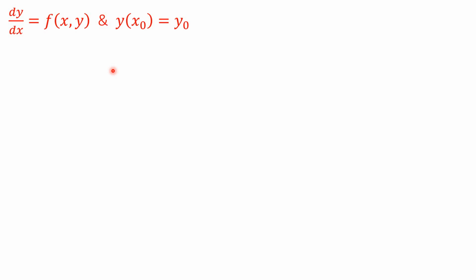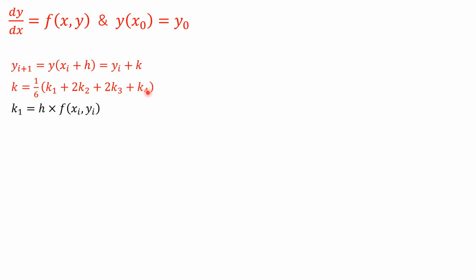So first, if this is our differential equation dy/dx = f(x, y), and this is the initial condition y at x0 is equal to y0, then y(i+1) is equal to yi plus y(xi + h), and that is equal to yi plus k. So this is y(i+1), and here we have to find this k, where the formula of k is 1/6 times (k1 + 2 k2 + 2 k3 + k4). What are these ki's here?